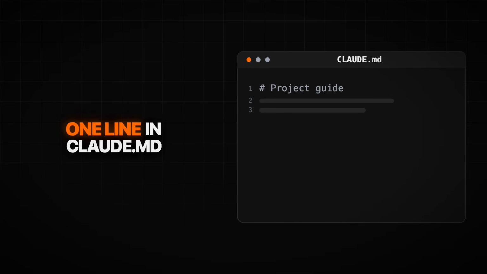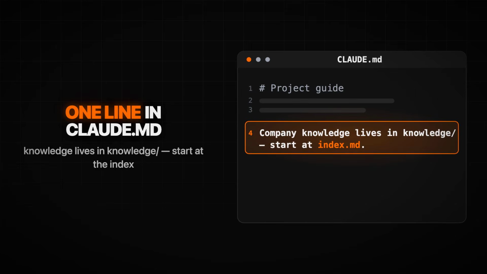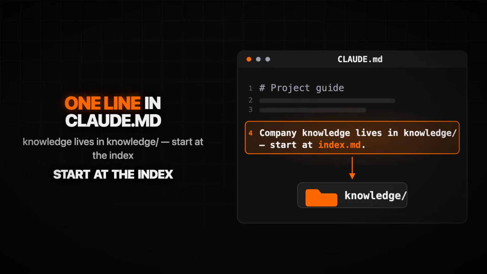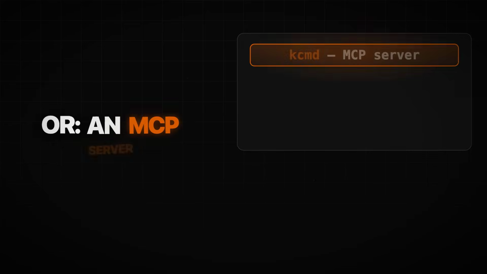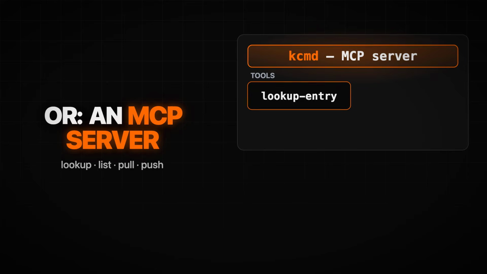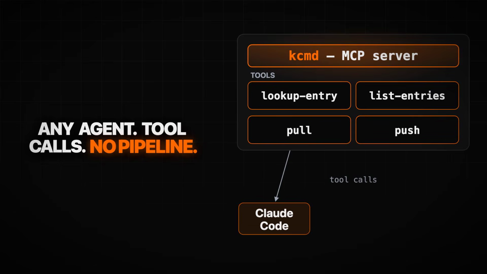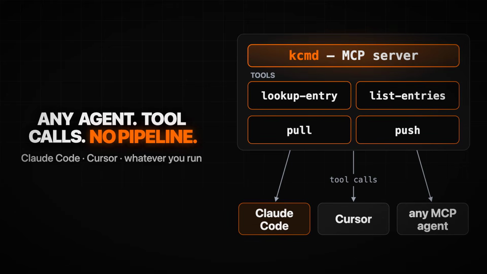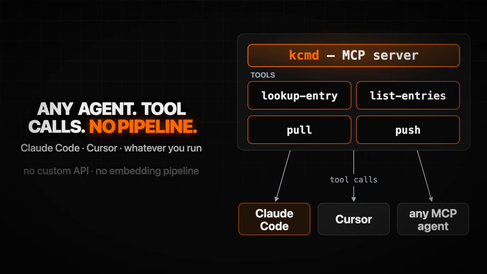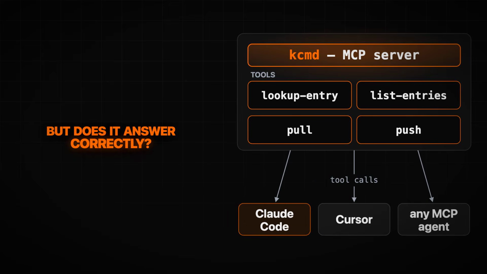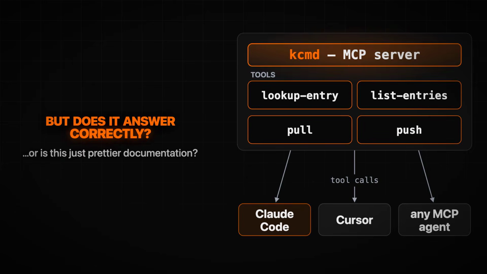Wiring this into Claude Code takes 1 line. Tell your Claude.md that company knowledge lives in the knowledge folder. Start at the index. Want it more structured? The kcmd CLI ships as an MCP server, exposing lookup, list, pull, and push as tools. So any MCP-compatible agent, Claude Code, Cursor, whatever you run, gets the same brain. No custom API, no embedding pipeline. But setup was never the question. The question is, does it actually answer correctly, or is this just prettier documentation?